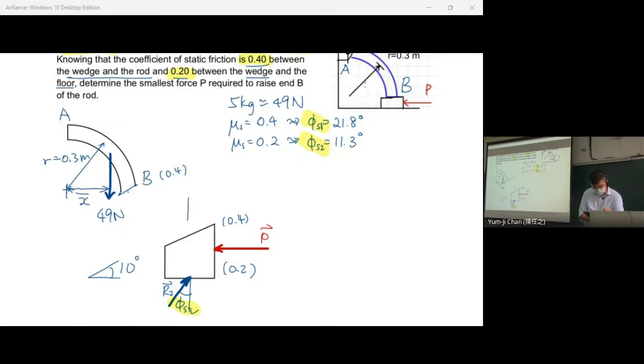So first of all, we have a wedge here. This is 10 degrees, and then we have R1 here, and this is phi s1, because we have the normal force, the reaction here, and the friction here. Sorry, F and N here.